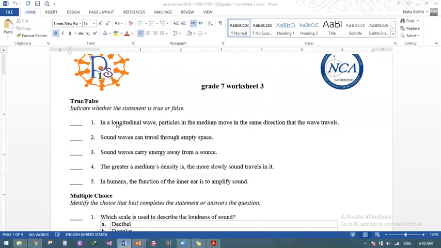So again, it says in longitudinal wave. Well, longitudinal wave is a type of mechanical wave. We know that. But are the particles moving in the same direction that the wave travels? Or is it moving up and down? This is a true or false, guys. So in the longitudinal wave, it's the wave where particles move parallel, remember, parallel to the wave direction. So it is, yes, moves in the same direction that the wave travels. This is true one. Guys, I'll wait for you guys to raise your hands.